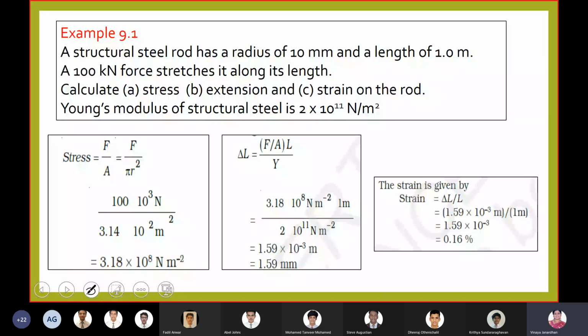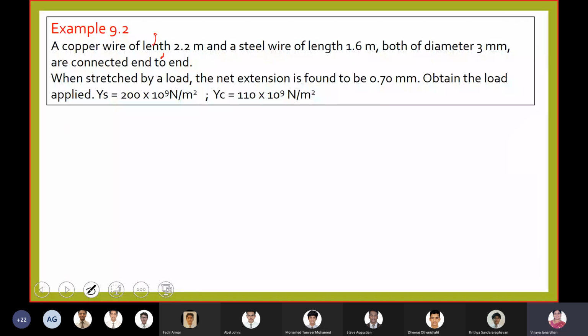A copper wire of length 2.2 meters and a steel wire of length 1.6 meters, both of diameters 3 millimeters, are connected end to end. When stretched by a load, the extension is found to be 0.70 millimeter. Obtain the load applied. Load means the force applied.